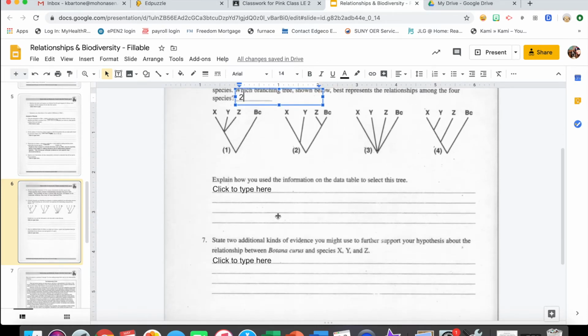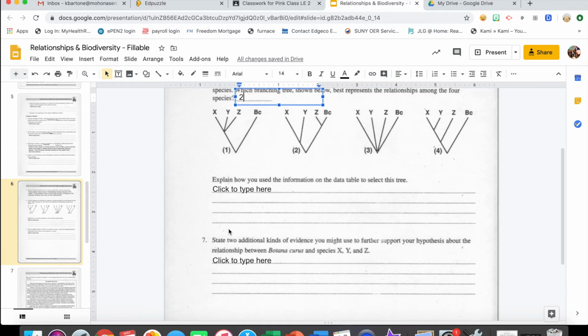Explain how you use the information in the data table to select this tree. So now you're going to kind of justify your answer, again, based on the data table on page 8. So I'm going to let you do this part on your own. You're going to use the data table on page 8. If you need to, go ahead and pause the video. You're going to come up with specific evidence that shows, again, why BC and species Z are the most closely related.